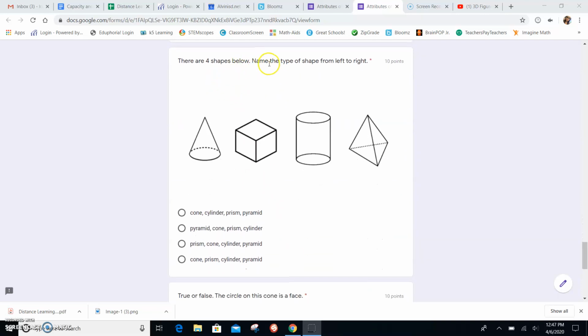There are four shapes below. Name the type of shape from left to right. So we're starting over here and we're going this way. Cone, cylinder, prism, pyramid. Pyramid, cone, prism, cylinder. Prism, cone, cylinder, pyramid. Cone, prism, cylinder, pyramid.